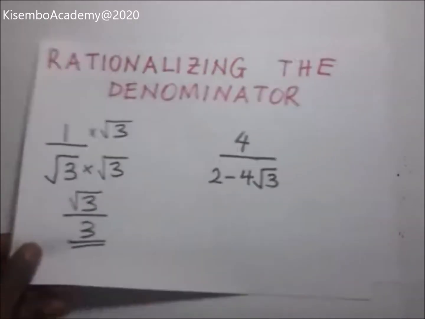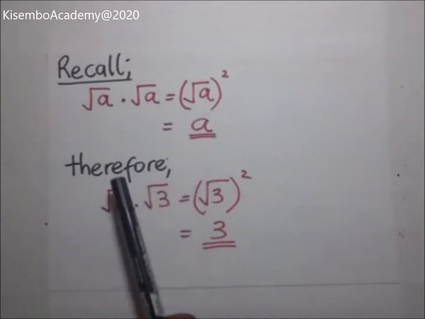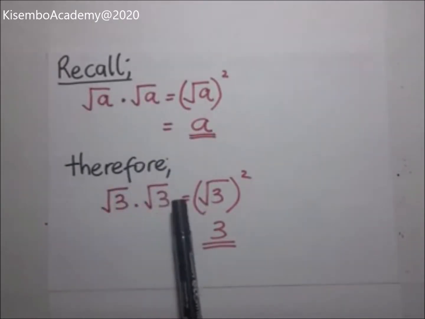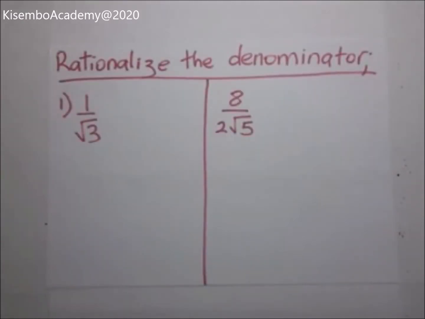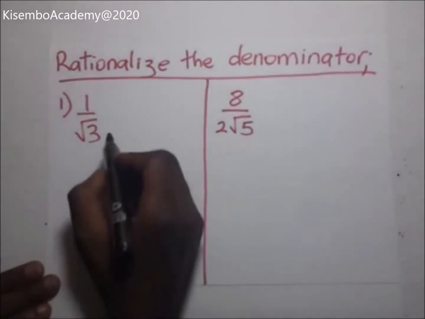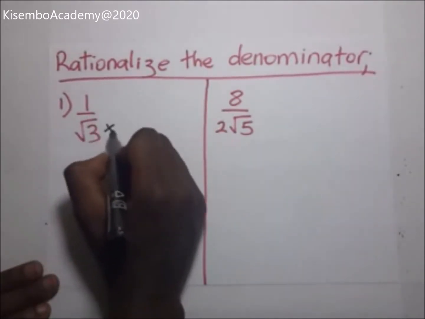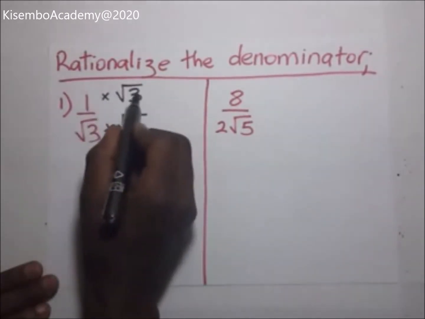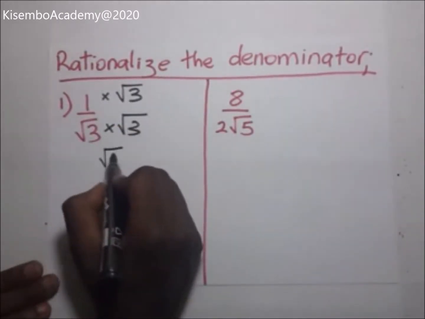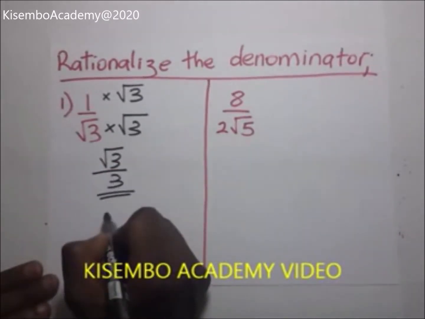Remember that when we multiply a number, root of a times root of a, we get a. Therefore, root of 3 times root of 3 should give us 3. When you multiply the root of a number twice, we get that very number. So let's try out this. Rationalizing this denominator, if it's a one-term expression in the denominator, we multiply it by that very surd. And we do the same up here. So 1 times root of 3 is going to become root of 3, divided by root 3 times root 3, which gives us 3. And that's our answer.